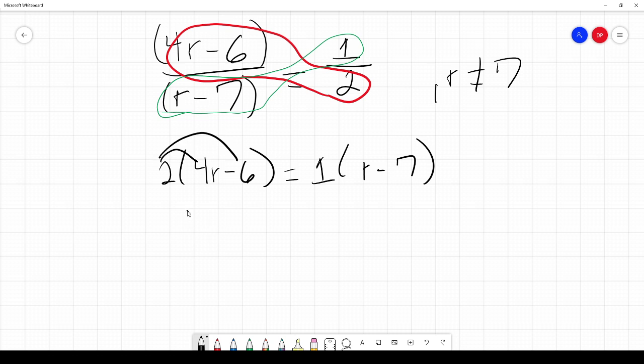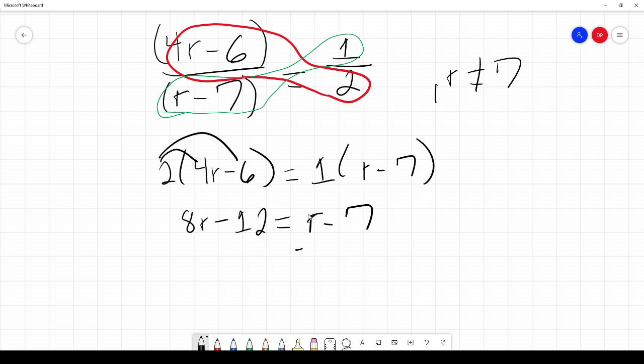So 2 times 4r, that's going to be 8r. 2 times negative 6, that's going to be negative 12. Here, I actually could have just skipped even writing 1 times this, because 1 times anything is itself. So this is just r minus 7. And so now we have a linear equation. We have r's on both sides. So let's move all the r's to the left.